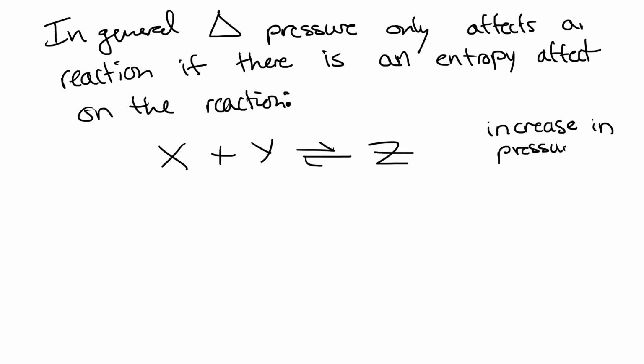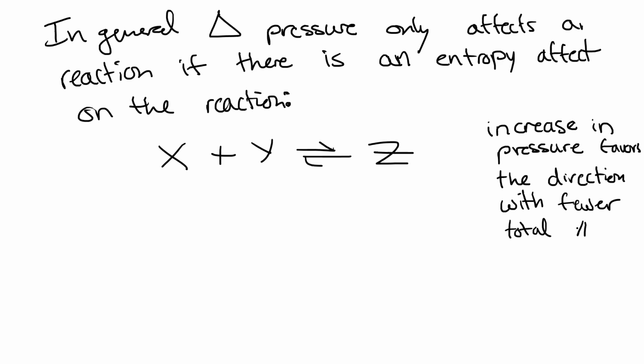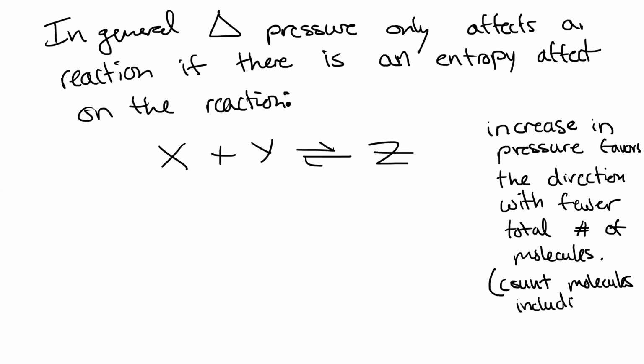increase in pressure favors the direction with fewer total number of molecules. So you have to count molecules including the coefficients. Okay, so if there were coefficients here, that would make a difference. Here, there's not. But an increase in pressure will favor the direction with more molecules. So if you increase the pressure, it'll favor reactants here. Okay, because the reactants has 2, products has 1. So increase in pressure will push the reaction toward reactant.